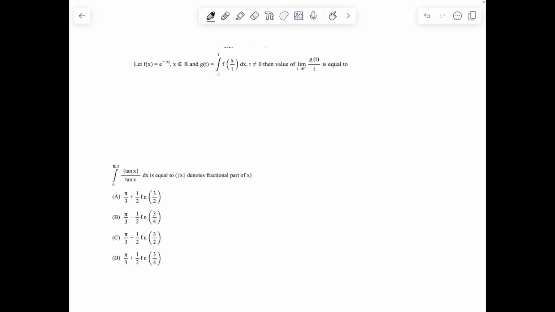Good morning all of you, and let's solve some beautiful problems effective for JEE Advanced. And here is the first one. f(x) is given and g(t) is the integral of f(x) from -1/t to 1/t. We need to find the limit as t tends to 0 of g(t)/t.